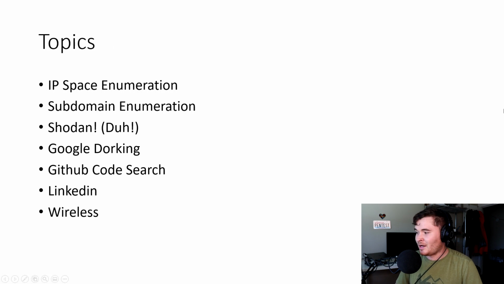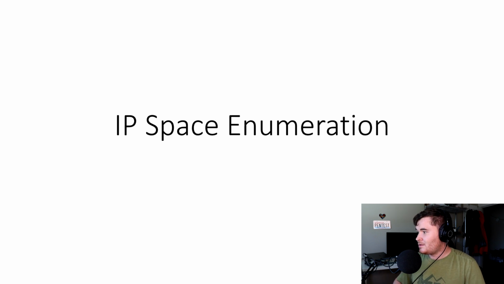So topics we're going to be talking about: IP space enumeration, subdomain enumeration, Shodan. How can you have a talk on OSINT without Shodan? Google Dorking, GitHub code searching, LinkedIn, and wireless. That last one's kind of a curveball if you're into OSINT. So let's start off with IP space enumeration.